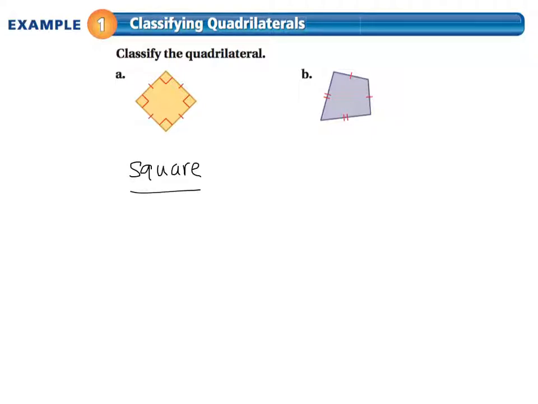In B, what do we have here? What do you think this is? If you said a quadrilateral, you're wrong. That's not the most specific name. And a lot of people think this is a trapezoid, but we don't have any sides that are parallel. Because we have two sides that are adjacent and congruent, we have a kite.